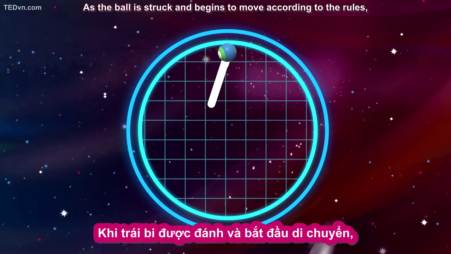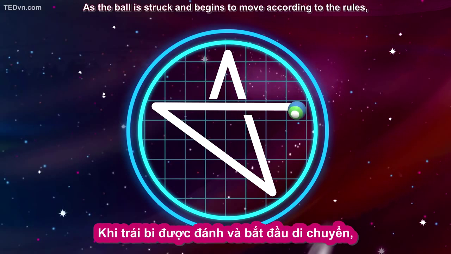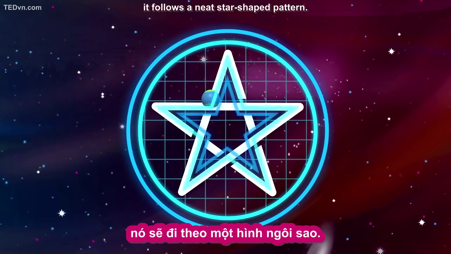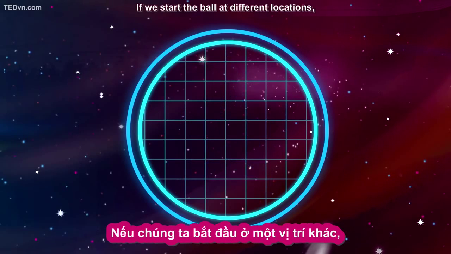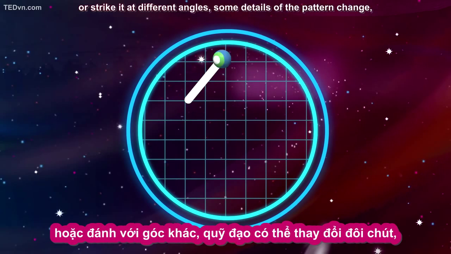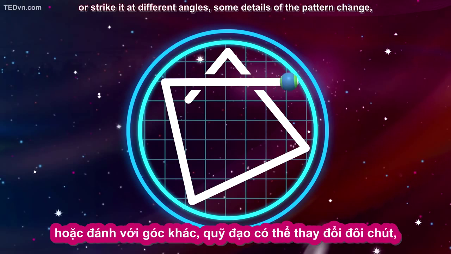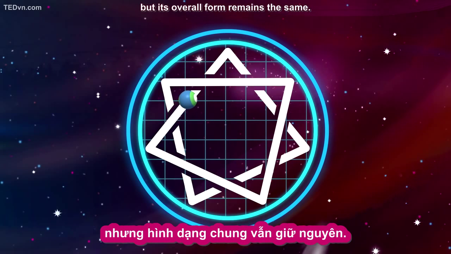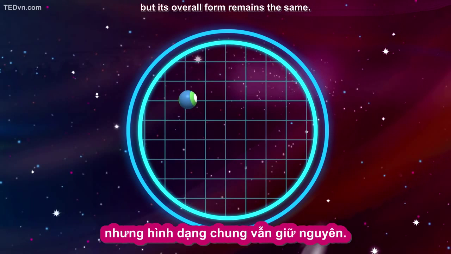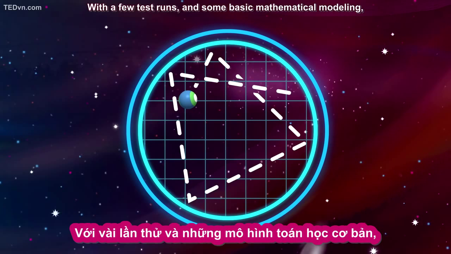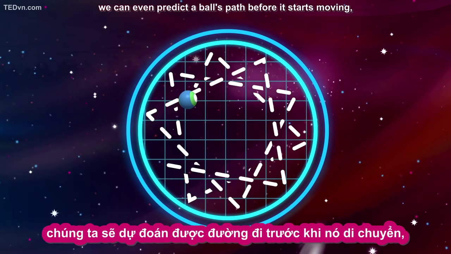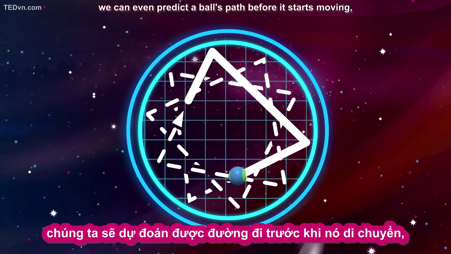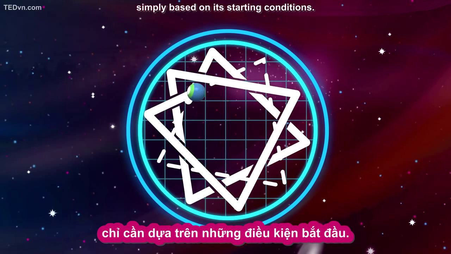As the ball is struck and begins to move according to the rules, it follows a neat star-shaped pattern. If we start the ball at different locations or strike it at different angles, some details of the pattern change, but its overall form remains the same. With a few test runs and some basic mathematical modeling, we can even predict a ball's path before it starts moving, simply based on its starting conditions.